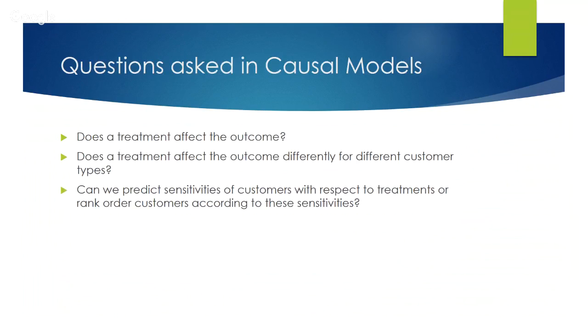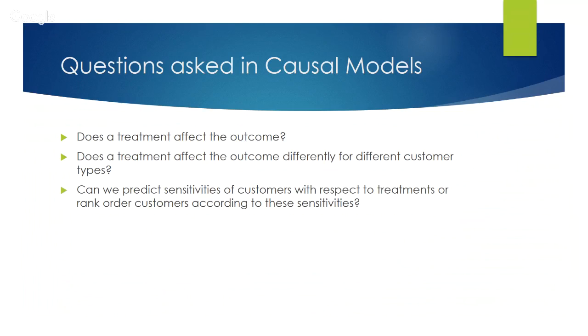So when we're talking about this, basically the questions that we're asking are, does a treatment affect the outcome? Does a treatment affect the outcome differently for different customer types? And can we predict sensitivities of customers with respect to treatments, or rank order customers according to these sensitivities?